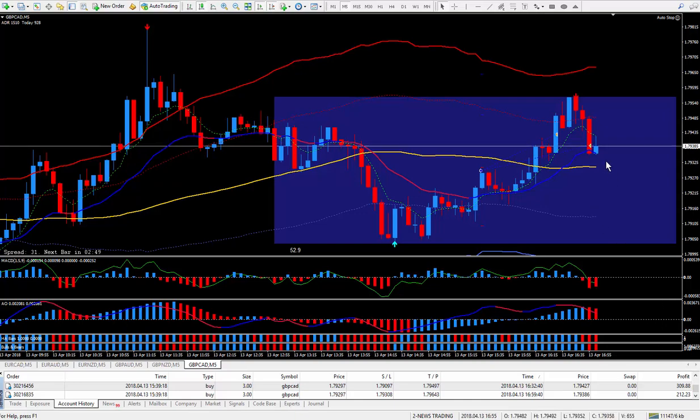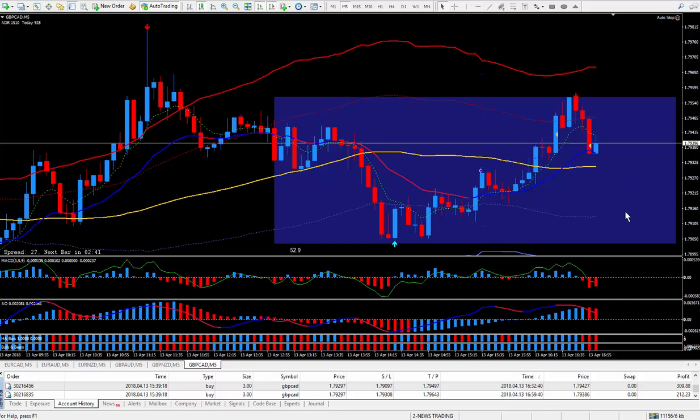Now it could hook around and continue up, or it just could keep going down. I don't know which way it'll go, but I just didn't want to give all the profits back. So it's okay to close the trade and don't be too greedy. If you're too greedy, you'll end up losing, and it's better to close with a profit.